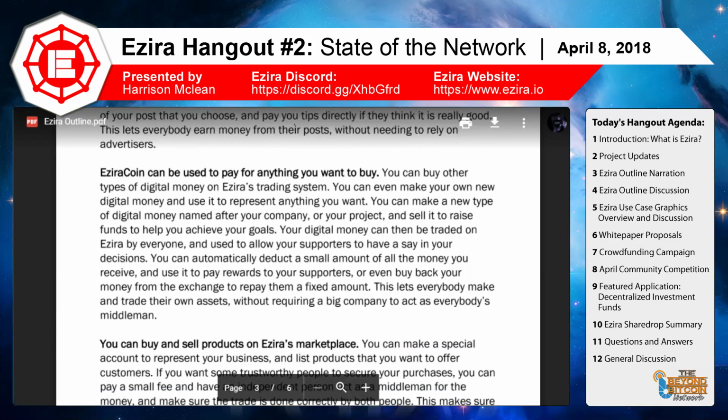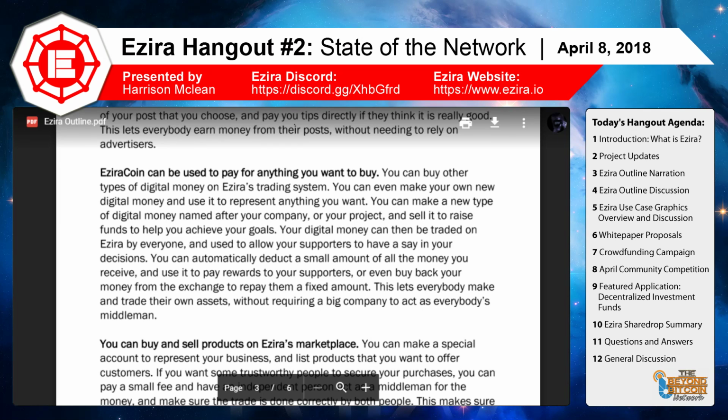Ezira coin can be used to pay for anything you want to buy. You can buy other types of digital money on Ezira's trading system. You can even make your own new digital money and use it to represent anything you want. You can make a new type of digital money named after your company or your project and sell it to raise funds to help you achieve your goals.